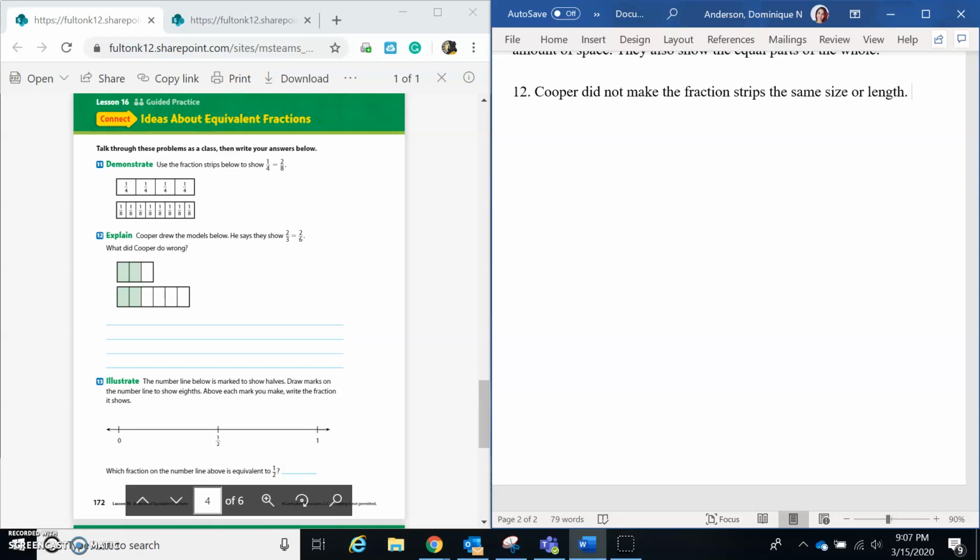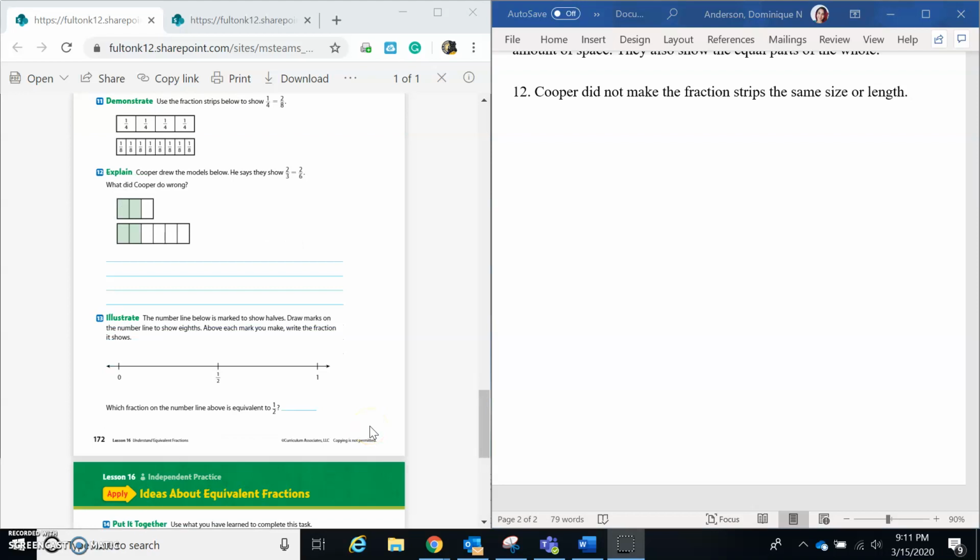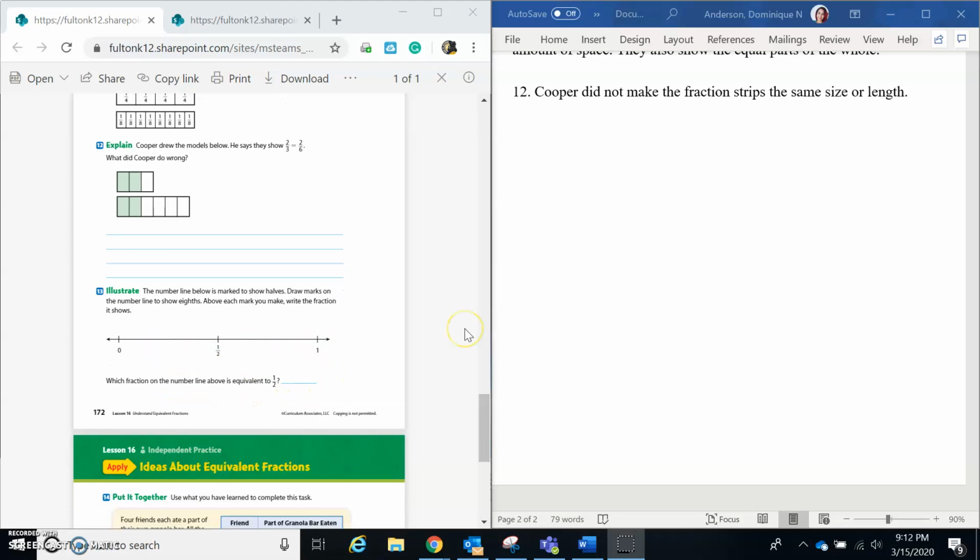13. The number line below is marked to show halves. So you can see that here. 1/2. Draw marks on the number line to show 8ths above each mark. You may write the fraction. Okay. So what we're going to have to do is divide this now, or partition this now, into 8 equal parts. So make sure you carefully partition this into those 8 parts, and then label those parts, and then tell me what's equivalent to that 1/2.